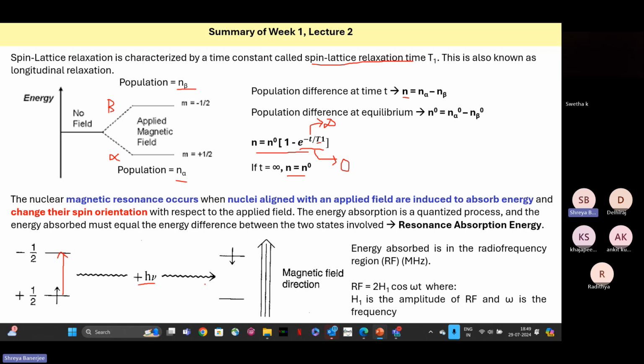This kind of process is a quantized process because the absorbed energy must be exactly equal to the energy difference between these two levels, delta E. And so this absorption is a quantized process, and it is called resonance absorption energy. This energy is in the radio frequency region.